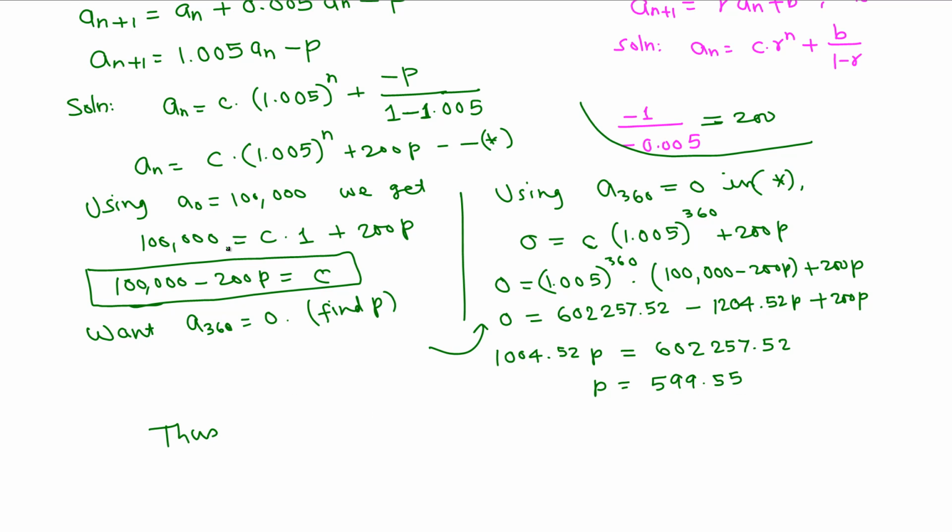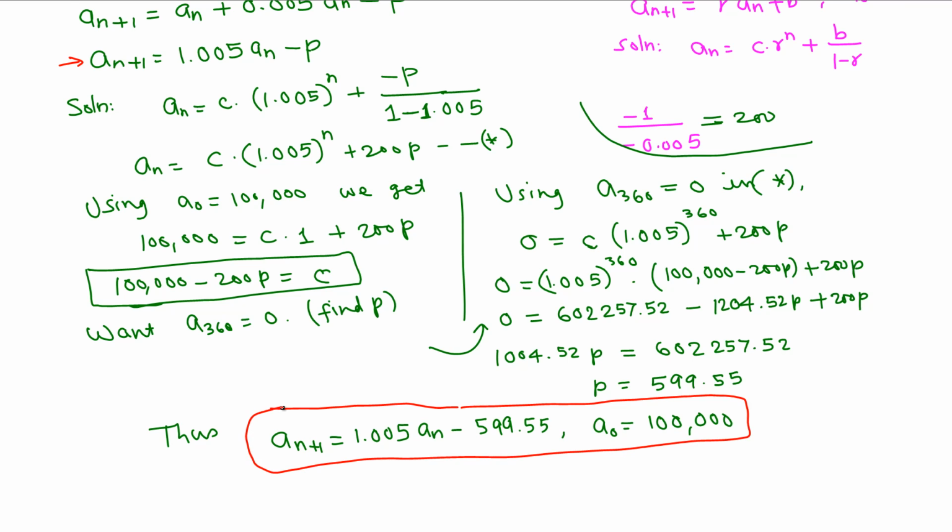Thus the model will be then, so we go here, star, A_n is equal to C. Now we can find C, which is 100,000 minus 200P, and we just found the value of P. Let me back up and look at the question. The question was asking us to write the model, okay, not the solution. So the model is here. A_{n+1} equals 1.005 A_n minus P, and P happens to be 599.55. That's what we found. That's the monthly payment. And A_0, the initial balance, was 100,000. Okay, we are supposed to find the model. Okay, final.